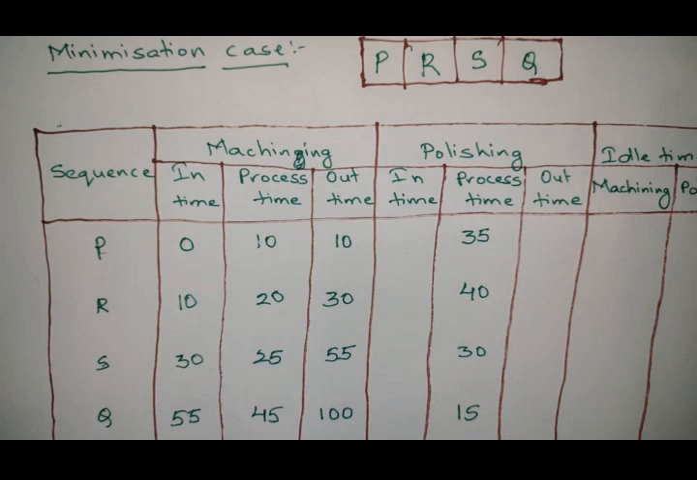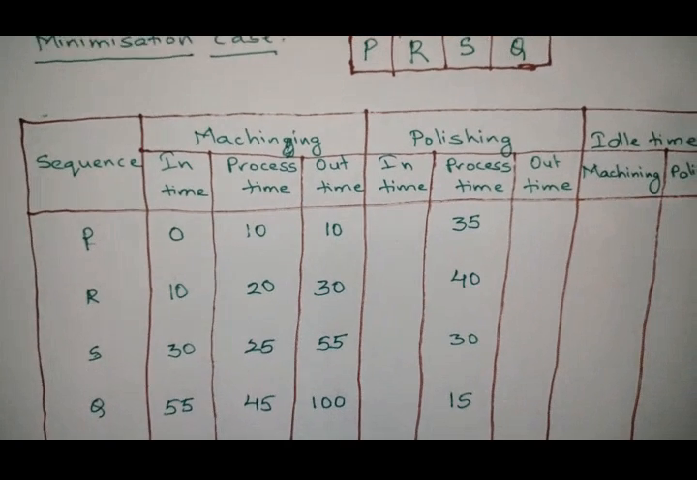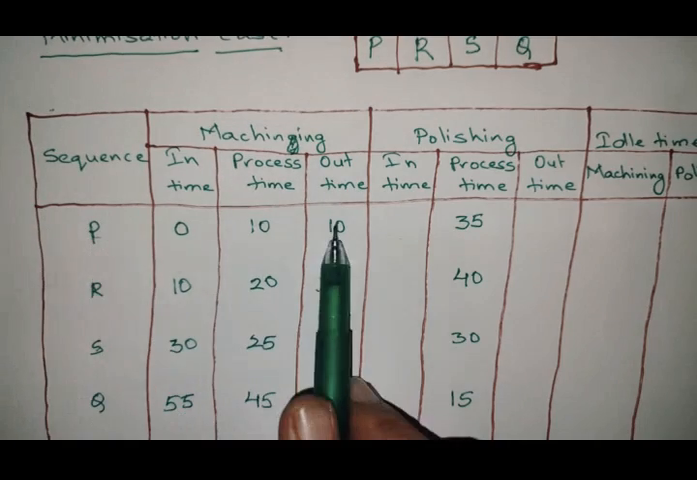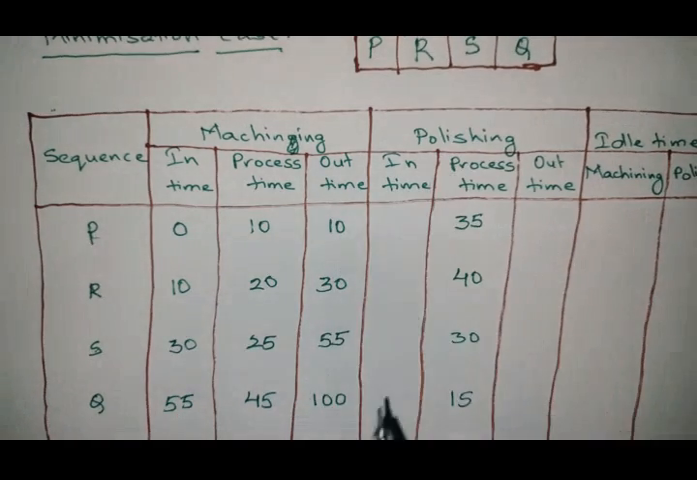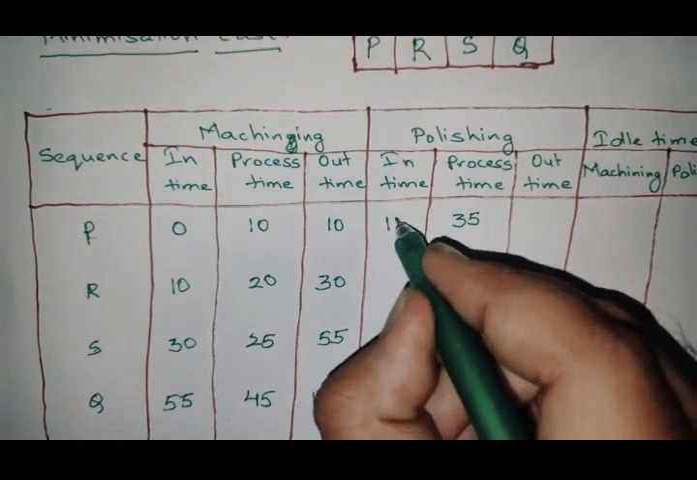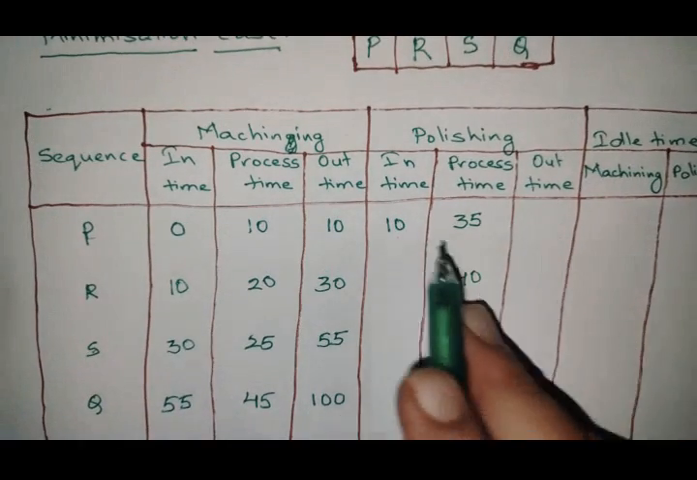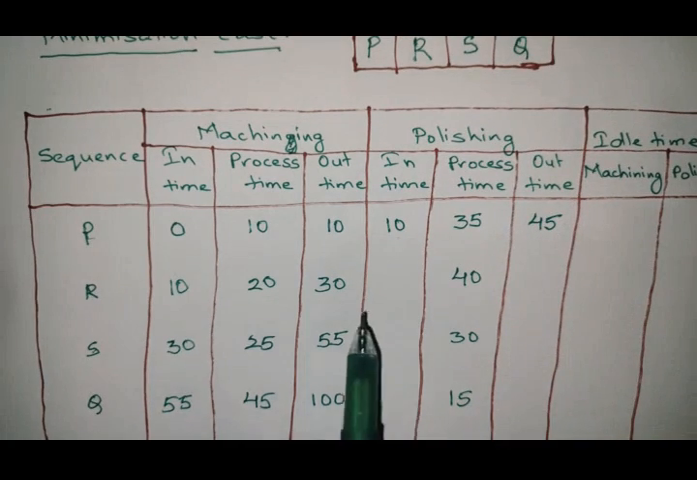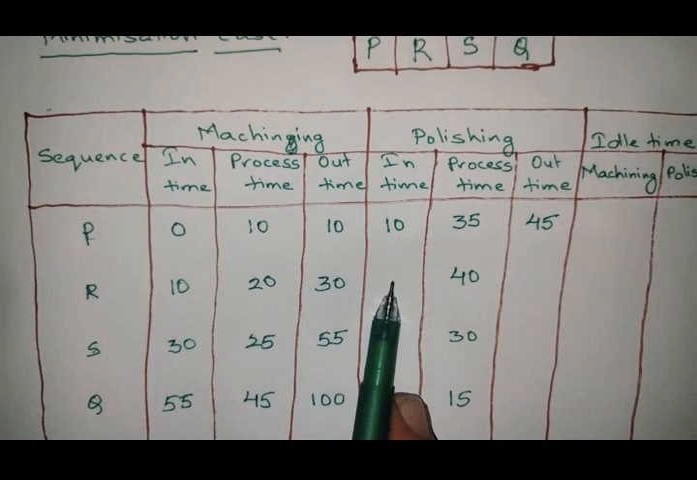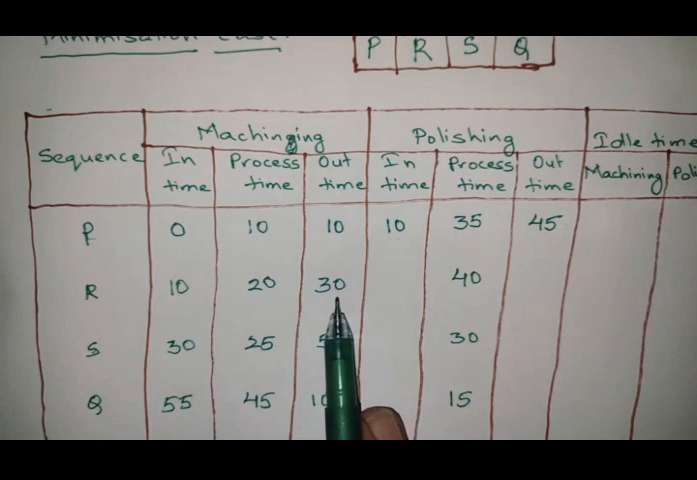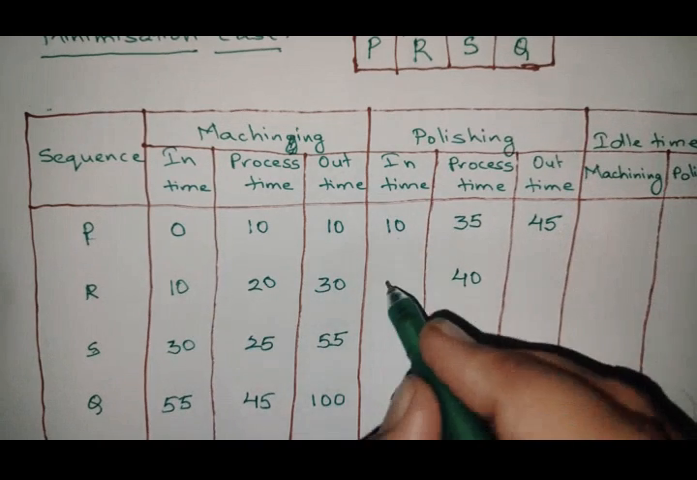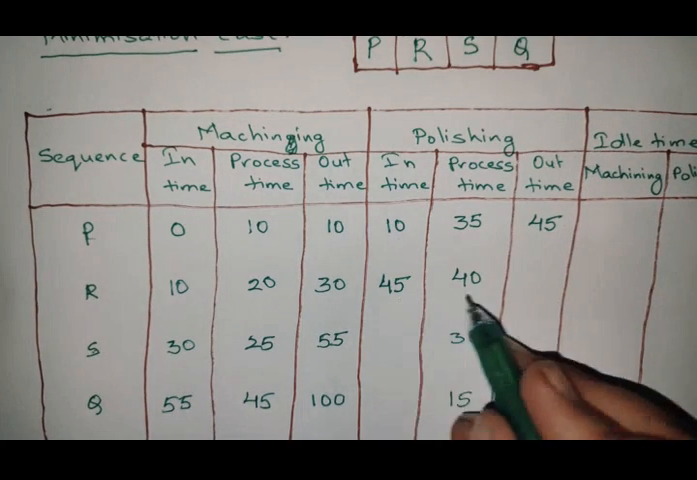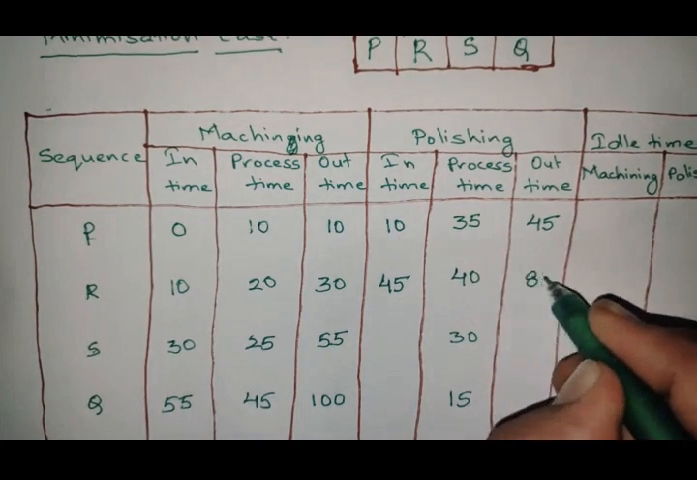And next, coming to the polishing process, for job P, the out time is 10 and immediately it enters into polishing. So the in time will be 10 hours and the out time will be 10 plus 35, 45 hours. And next, for job R, the in time in polishing is the maximum of these two, 30 and 45. So maximum is 45. So then out time will be 45 plus 40, 85.